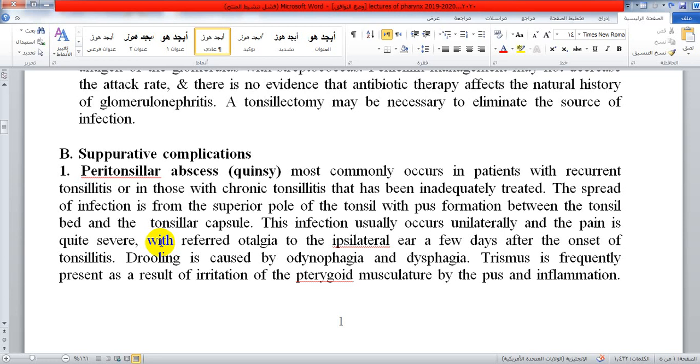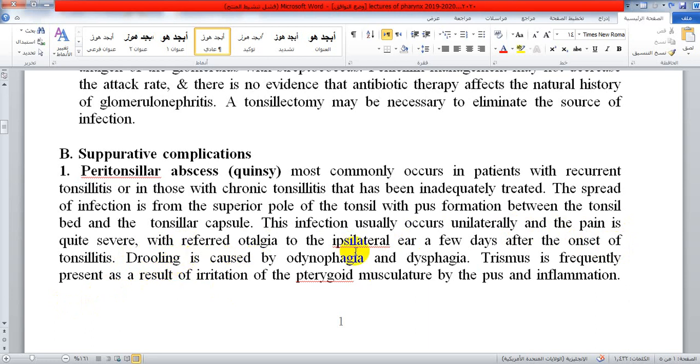Now we go to the suppurative complications of acute tonsillitis. First is the peritonsillar abscess, or we call it quinsy. Most commonly occurs in patients with recurrent tonsillitis or in those with chronic tonsillitis that has been inadequately treated. The spread of infection is from the superior pole of the tonsil with pus formation between the tonsil bed and the tonsillar capsule. This infection usually occurs unilaterally and the pain is quite severe, with referred otalgia to the ipsilateral ear a few days after the onset of tonsillitis.